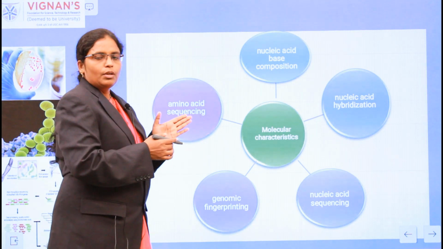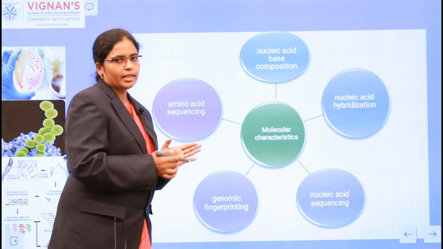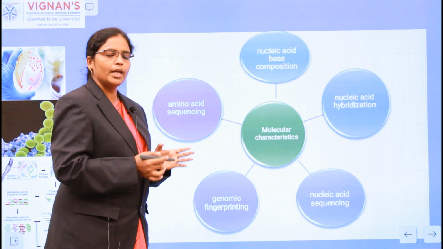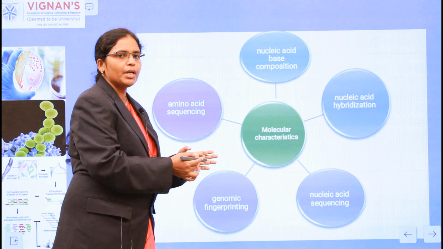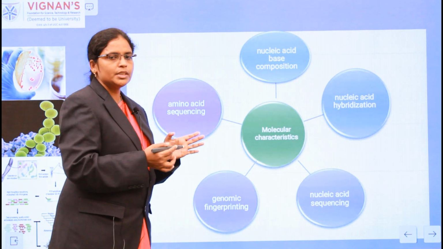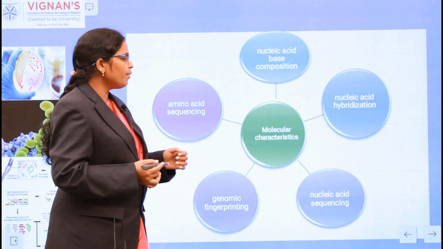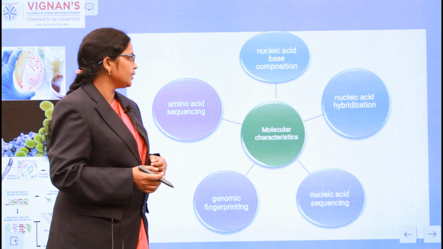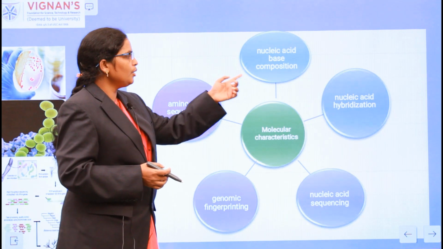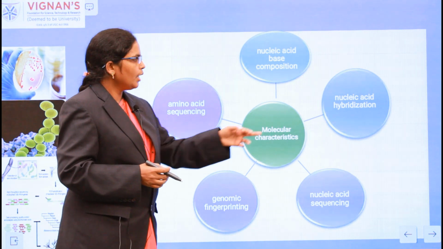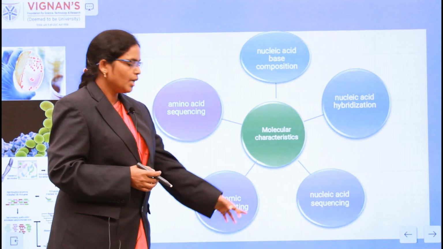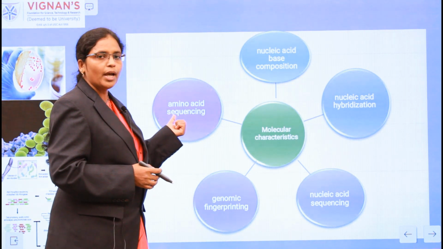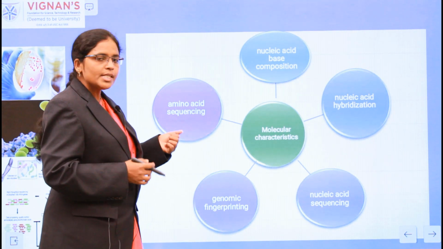Now, we have discussed classical characteristic features: morphological, physiological, metabolic, ecological, biochemical and genetic analysis. Now we will see the molecular characteristics of an organism. There we can study the nucleic acid base composition, nucleic acid hybridization, sequencing, genomic fingerprinting and amino acid sequencing. We will see one by one.